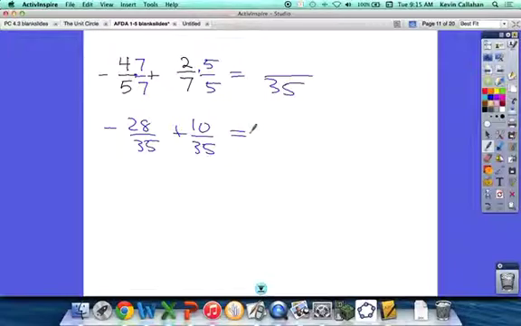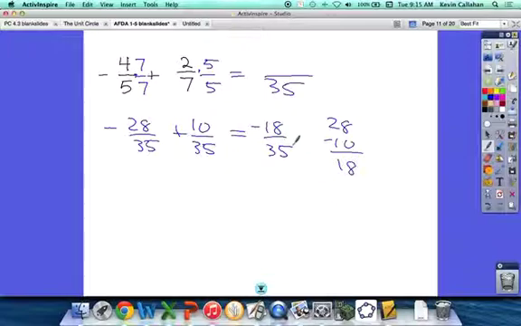Is this result going to be positive or negative? Negative because the 28 is bigger than the 10, right? So we need to do this kind of operation. What is 28 minus 10? 18. So this is going to be negative 18 over 35.